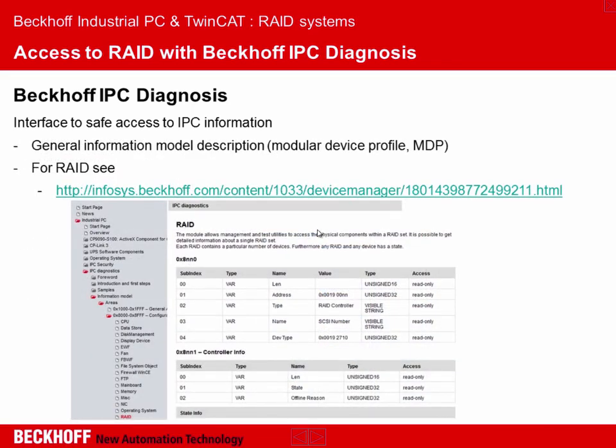The IPC diagnostics has a general information model behind it, which we call internally the modular device profile. In this model we have a lot of information structures in indices and sub-indices, and for RAID we have a big list of different things you can access via index and sub-index. You can read this information in the Infosys, and there's a link to the Infosys where it's described in detail.